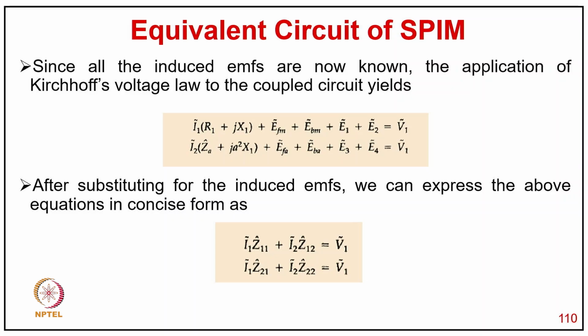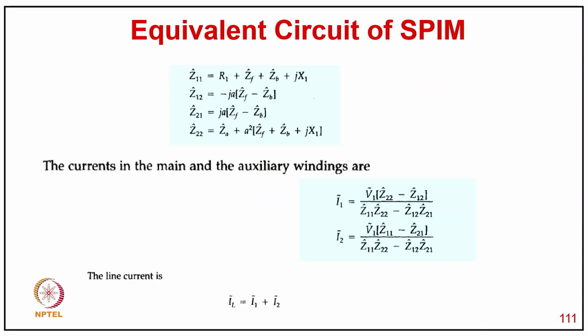I1 multiplied by (R1 plus jX1) plus E_FM plus E_BM plus E1 plus E2 equal to V1, and I2 (Z_A plus jA squared X1) plus E_FA plus E_FB plus E3 plus E4 equal to V1. So after substituting the induced EMFs, we can express the above equations in concise form: I1 Z11 plus I2 Z12 equal to V1 and I1 Z21 plus I2 Z22 equal to V1.